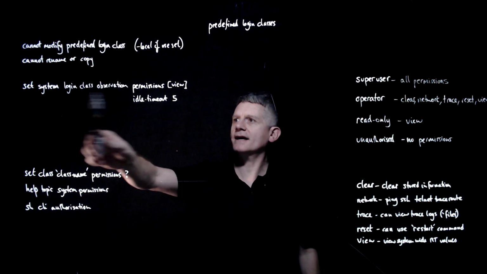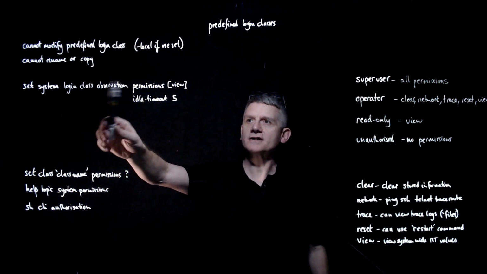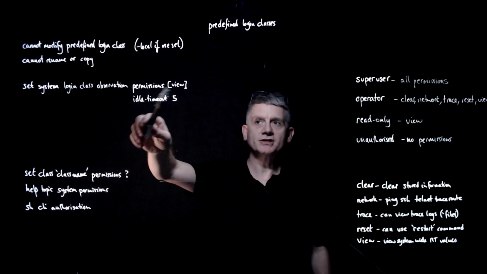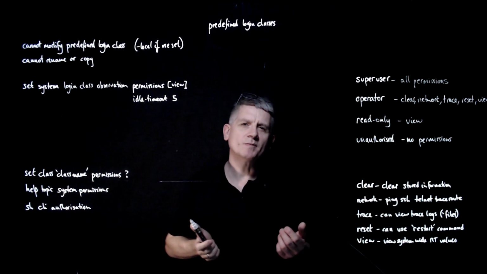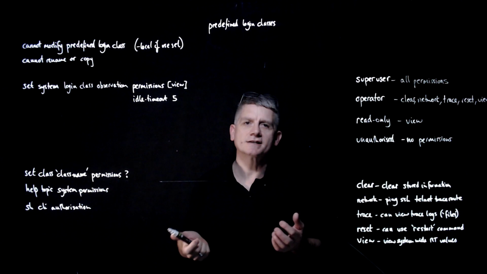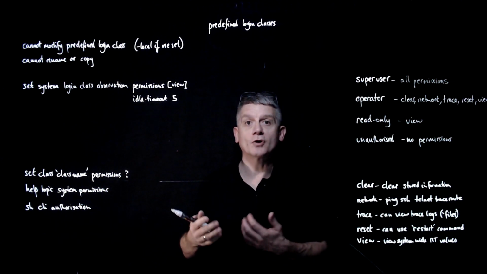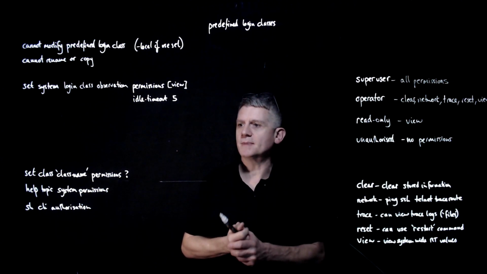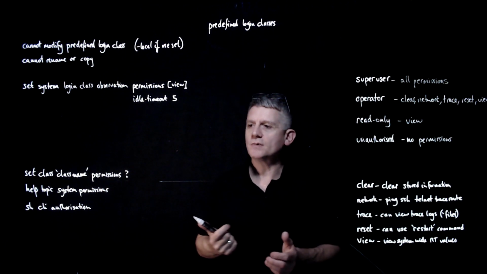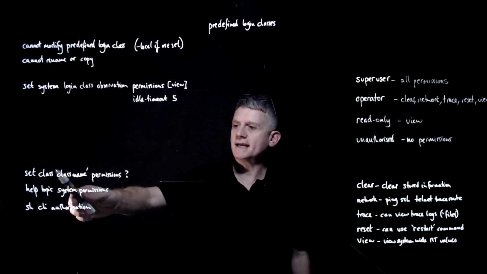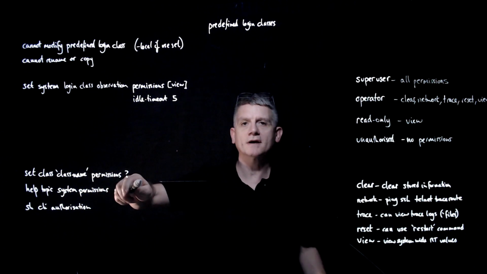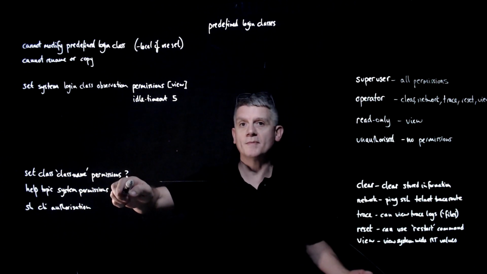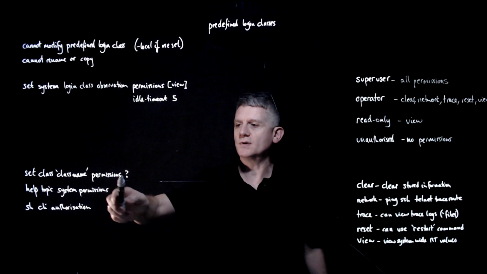Here we're building a quick class, set system login class observation. The permission is going to be view, and the idle timeout is going to be 5. Now obviously we want timeouts on our classes, so the chances of requiring new classes is incredibly high. Okay then, so what is there to help you? Well, you can set class name, and then put in the permissions and the question mark, and it will actually show you the current permissions while you're working. That can save you a lot of time.